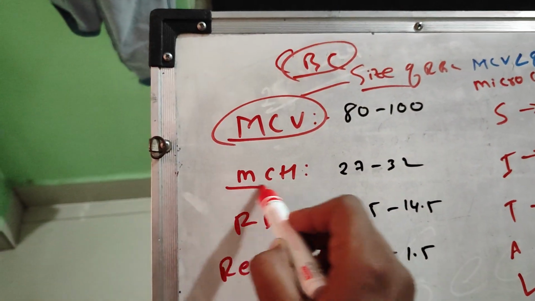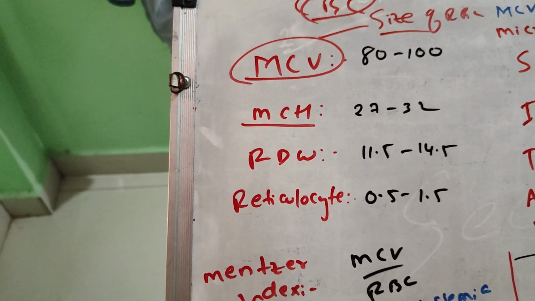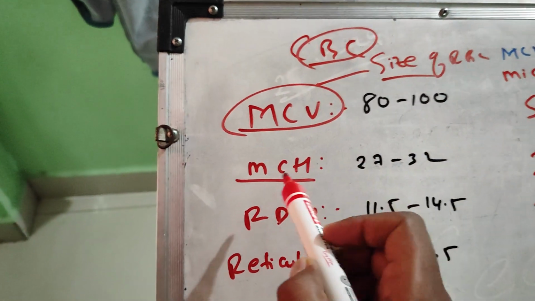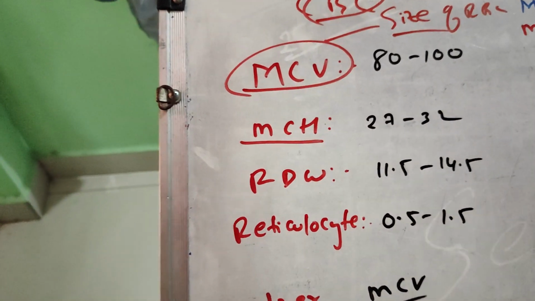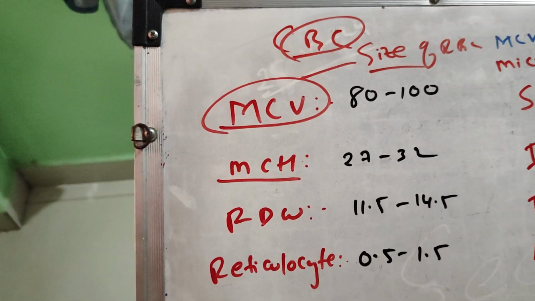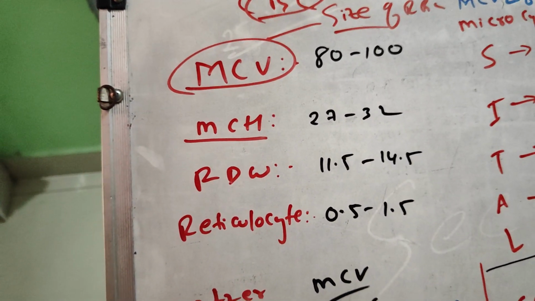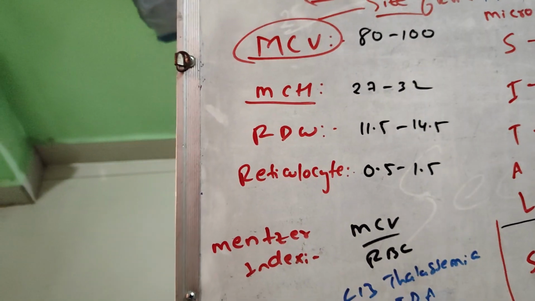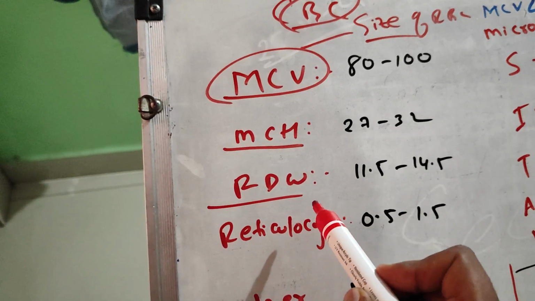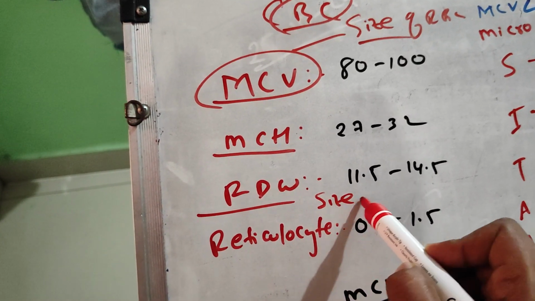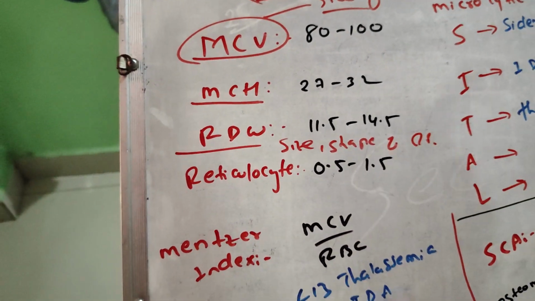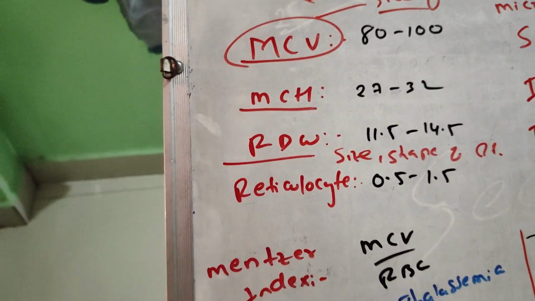And coming to the MCH, it is the mean corpuscular hemoglobin. It tells about the color of the RBC. Color means whether it is hypochromic or hyperchromic. Coming to the red cell distribution width, it talks about the size and shape of the RBC.